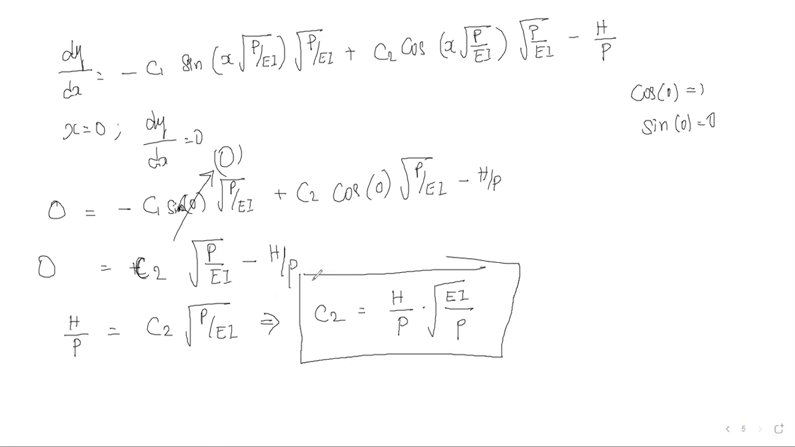Okay. Now we have another equation: if x is equal to L, then y is equal to 0. That equation we are going to substitute now. Then we should move on to the next page. Third boundary condition: at x is equal to L, then y is equal to 0.